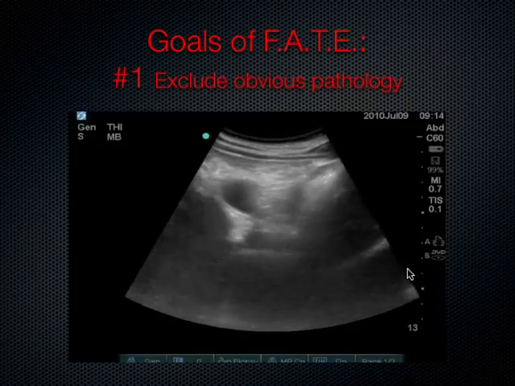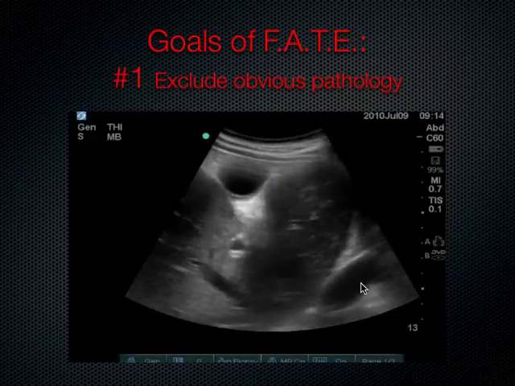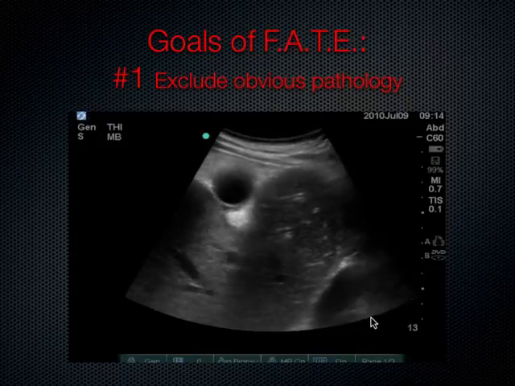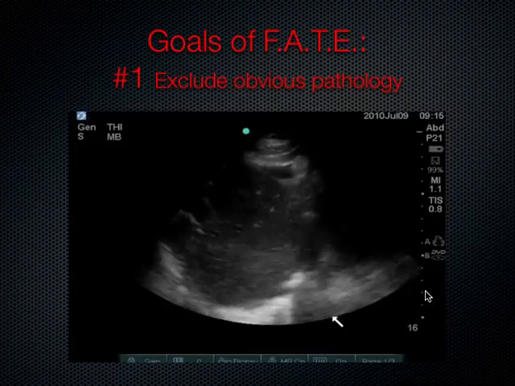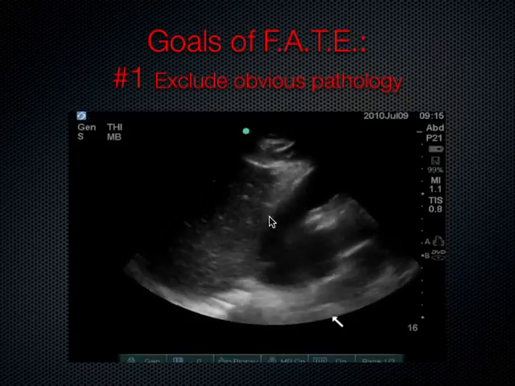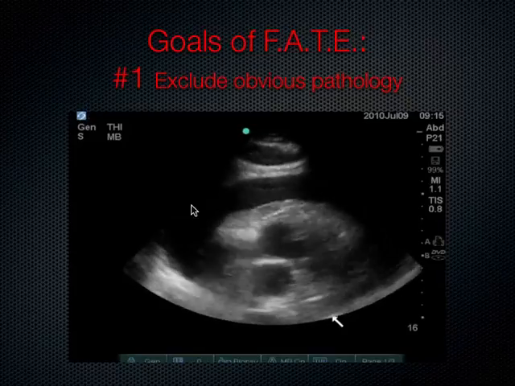My eye's kind of drawn over here, and so was the student's. He saw this black area down here where the heart is. He saw the heart moving, and so then he moved the probe into more of a subcostal plane. This is the liver. He's getting a subcostal view, and this is what a pericardial effusion looks like, a very large pericardial effusion.